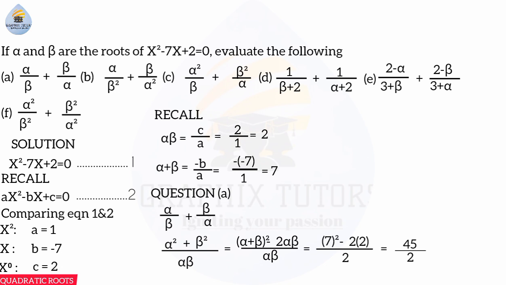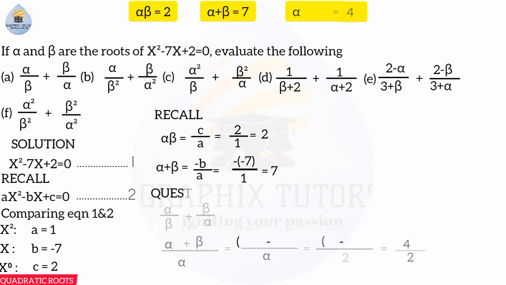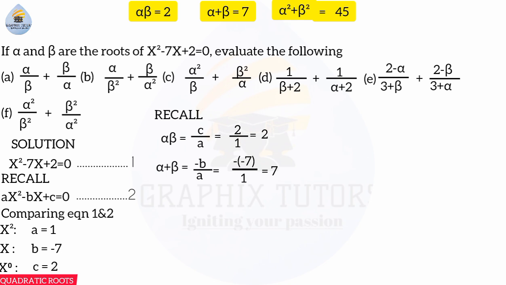So let me write it out. If you notice it, alpha square plus beta square is what? Is 45, and alpha beta is what? Is 2. So anytime I see alpha square plus beta square, I'm going to put 45. So let me write it out here. Always remember that. So we have three things now. We have alpha beta, we have alpha plus beta, we have alpha square plus beta square. So you know that. So let's go to question B.